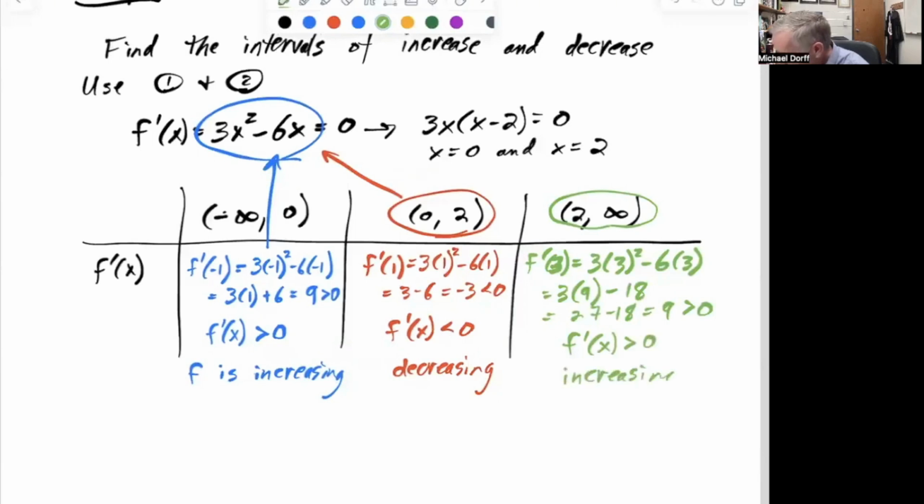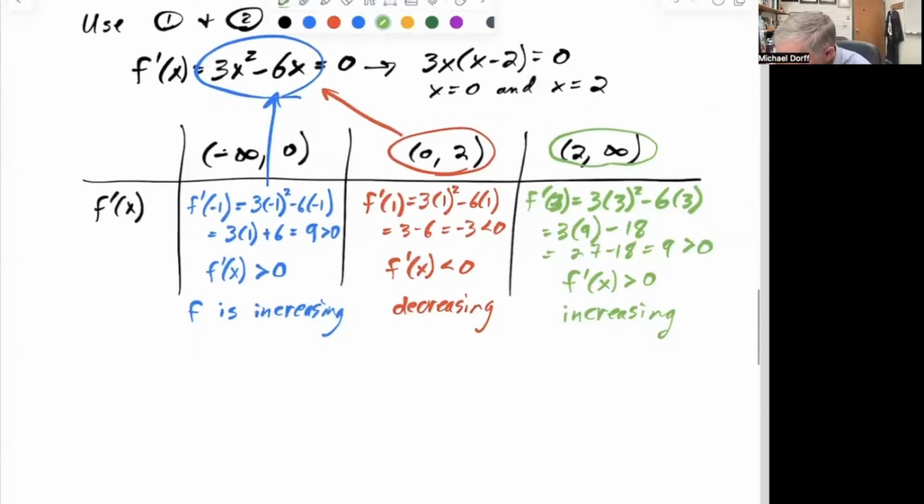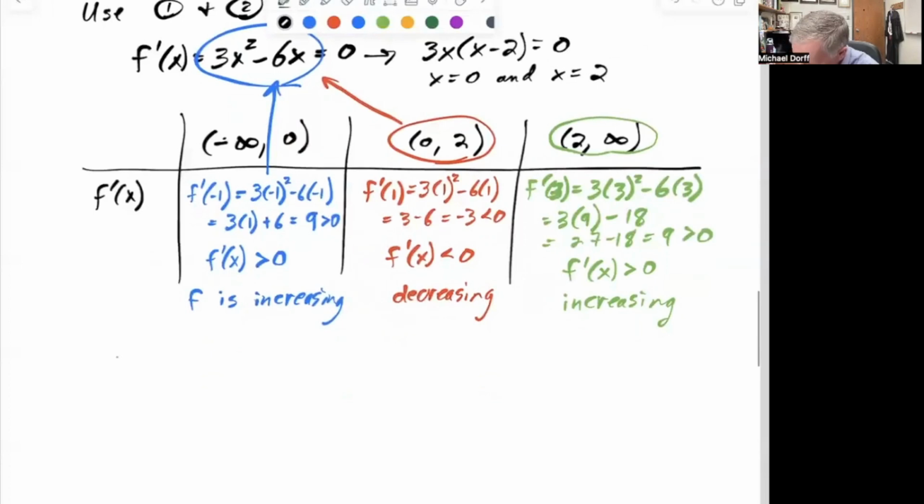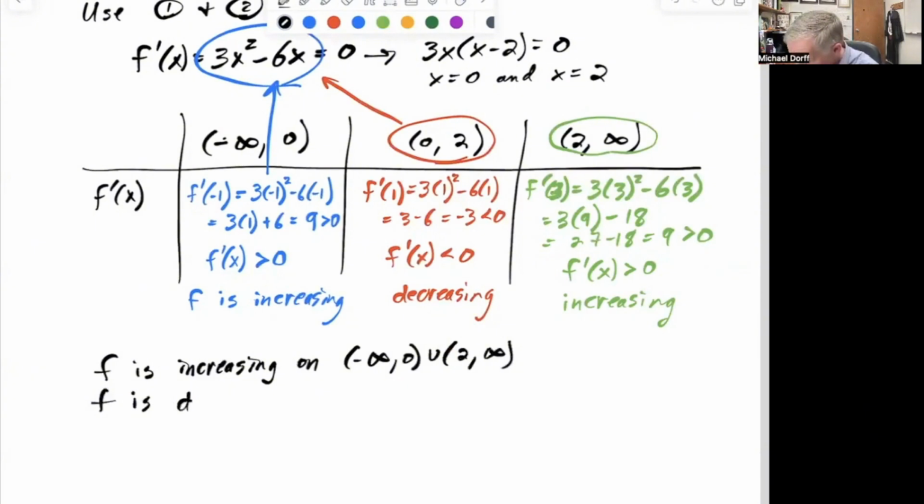Again, we only have to take one point inside those intervals because of the way we made the intervals. As long as we made the intervals by finding the critical points, taking the derivative, setting it equal to 0, and using those critical points as the endpoints of the intervals, then this method will always work. So we can say that f is increasing on the interval from -infinity to 0, union 2 to infinity, and f is decreasing on the interval from 0 to 2.